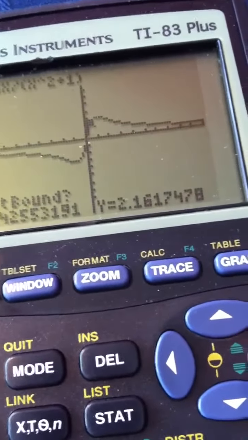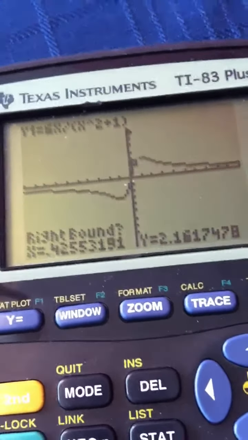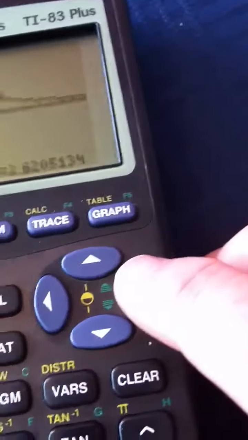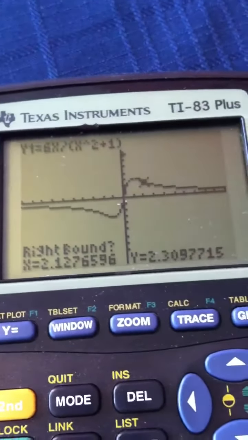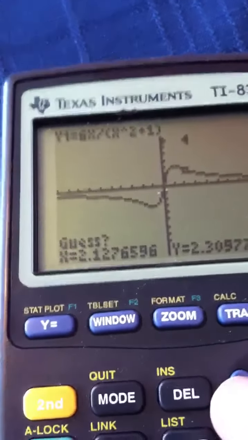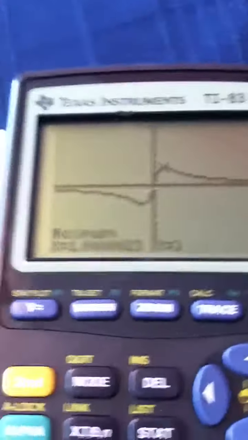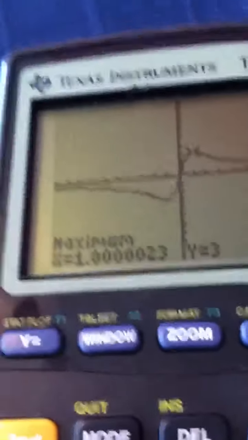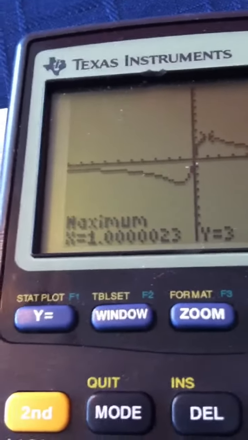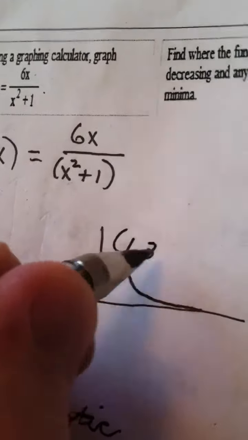And what I'm going to do is set my left bound. So right now there's a good left bound. I'm to the left of the hill. Right bound, I'm going to use my arrow key, and I'm going to move my spider, my dead bug, to the right of the hill and hit enter. And then I'm going to go to the top of the hill and hit enter. And I come out with a maximum value of, and let's be reasonable, how about just calling it the ordered pair 1, 3? Okay? So we're going to call this 1, 3.